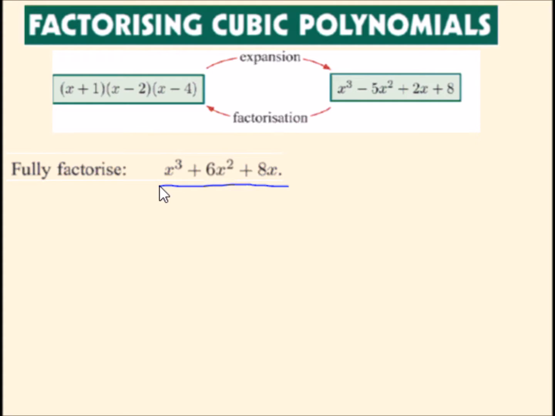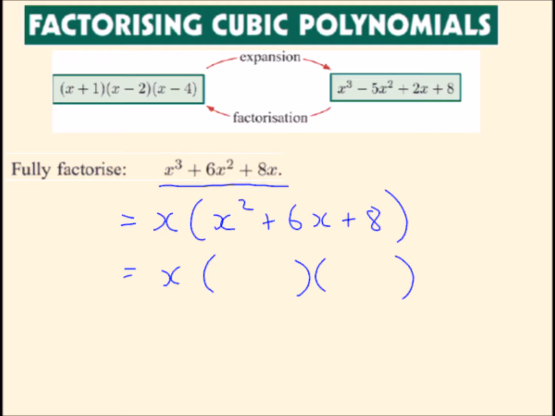a common factor, and in this case I can see x is common. So take out the x, left with x squared plus 6x plus 8. Now we have a quadratic factor, and that factor can be factorised into 2 sets of brackets.